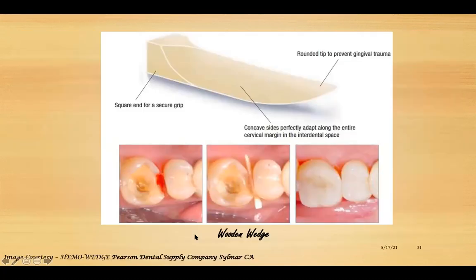Now look at this wedge. Square end for a secure grip, the rounded tip to prevent gingival trauma. Just quickly draw this diagram. The concave sides perfectly adapt along the entire cervical margin in the interdental space, which is your mesial and distal side. Now you can look at the picture down there. It shows exactly the correct placement of a wedge before, during, and after the placement of a restoration, right?